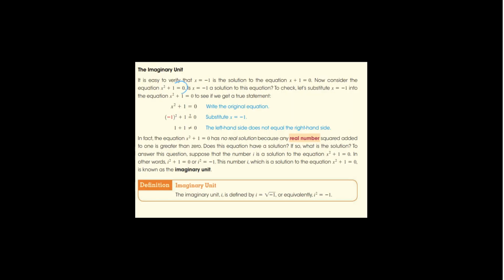So this reads, it is easy to verify that x is equal to negative 1 is the solution to the equation x plus 1 is equal to 0. Now consider the equation x squared plus 1 is equal to 0. So let's consider this. All right, so x equals -1 is the solution to this equation. To check, we're going to substitute x equals -1 into the equation, and we see that it is indeed a true statement. I'm sorry, it is indeed not a true statement. So the equation x squared plus 1 has no real solutions because any real number squared added to 1 is greater than 0.